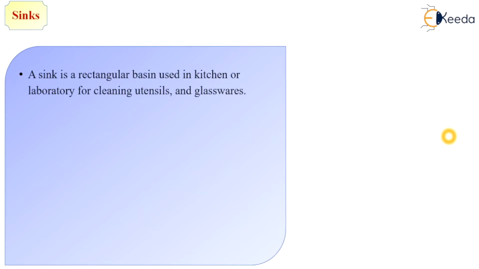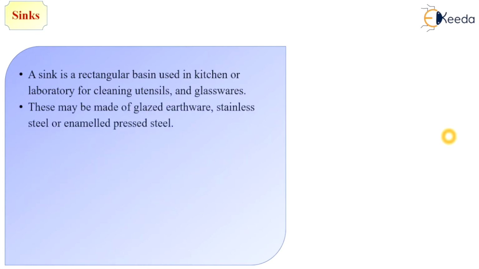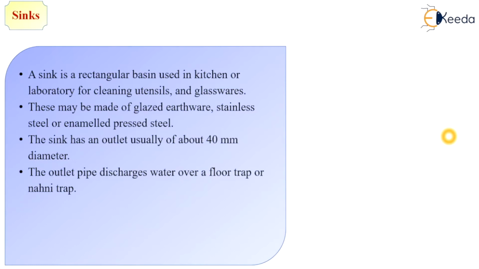A sink is a rectangular basin used in kitchens or laboratories for cleaning utensils and glassware. These may be made of glazed earthenware, stainless steel or enameled pressed steel material. The sink has an outlet usually of about 40 mm diameter. The outlet pipe discharges water over a floor trap or nahani trap.